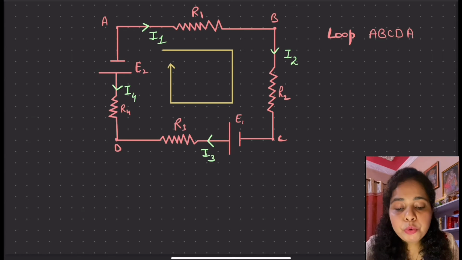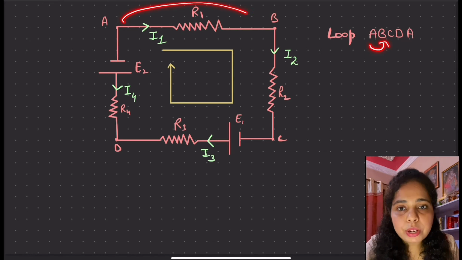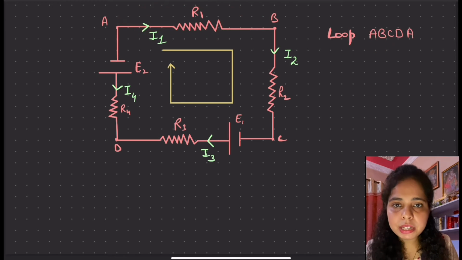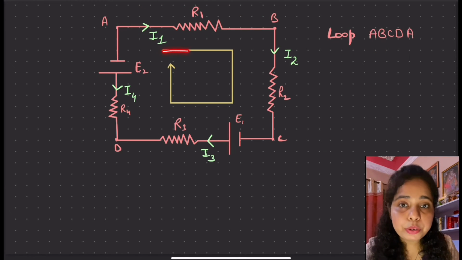Now we are moving from A to B. So your current I1 is flowing through the resistor R1. We will write on the left hand side I1 R1. So the sign will be positive. Why will the sign be positive? Because we are moving from A to B, and I1 current is also flowing from A to B. So we have I1 R1.